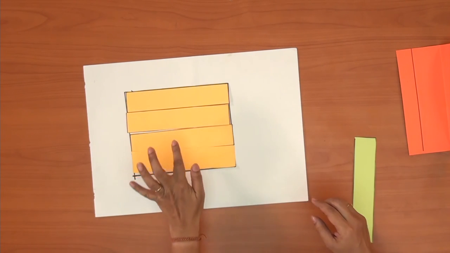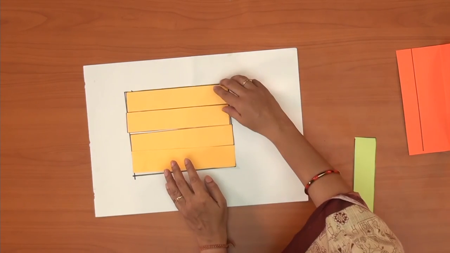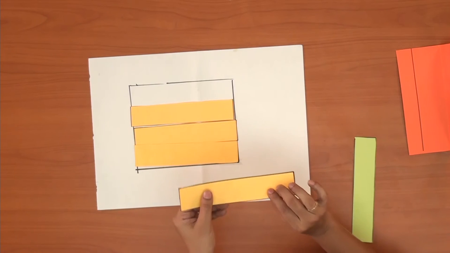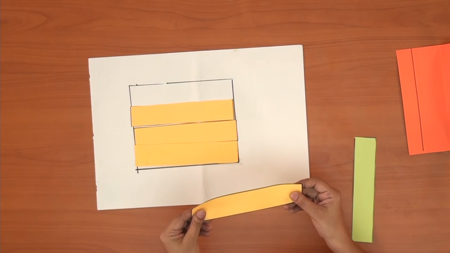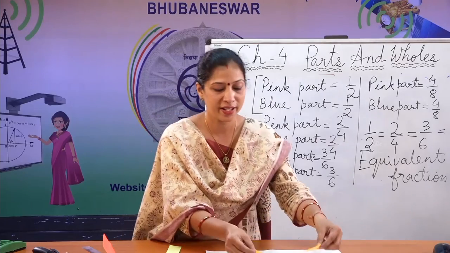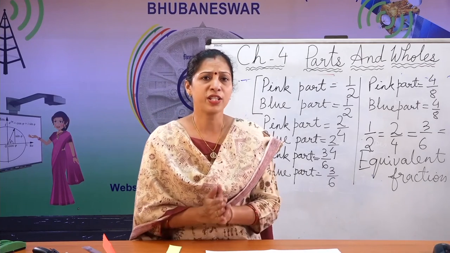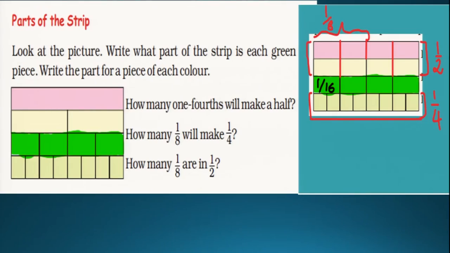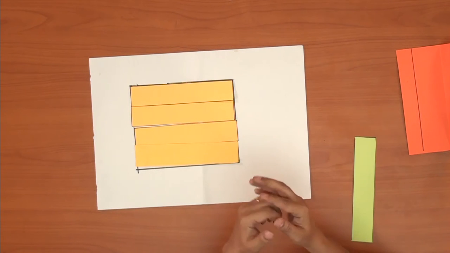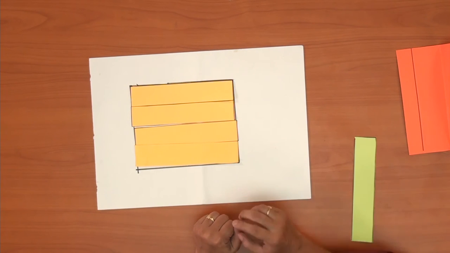So each yellow part is how much? If it is divided into four equal parts, each part will be how much? Each yellow part will be? Yes, children, it is 1/4 of the rectangle. 1/4 of the rectangle. Now, the first question is, how many 1/4 will make a half? You don't have to do any calculation. You can just see the picture and find out how many 1/4 will make a half.